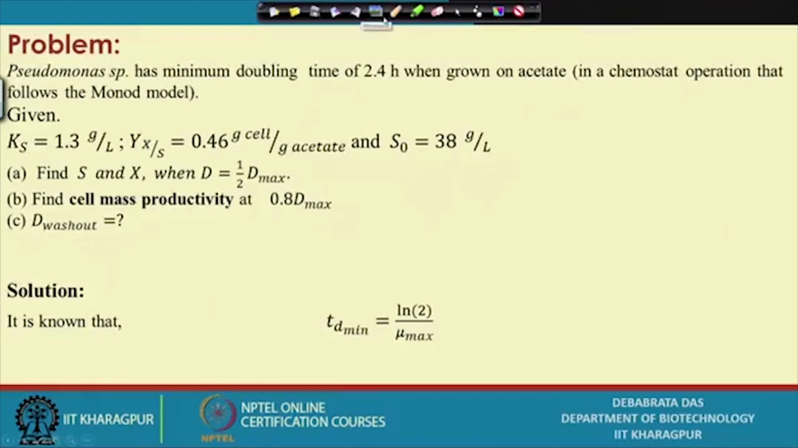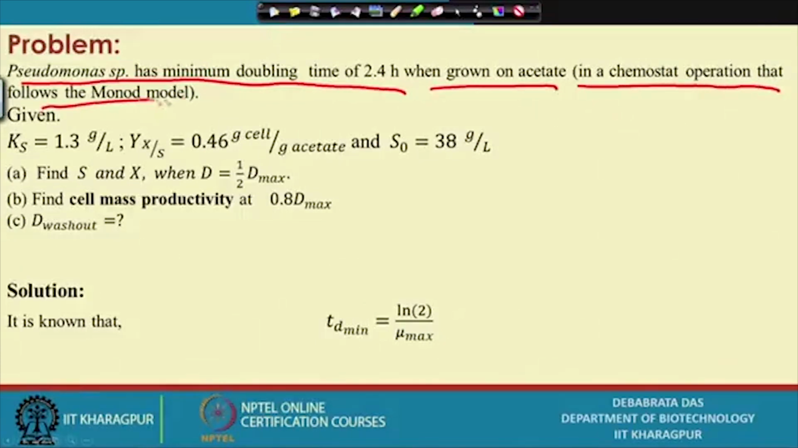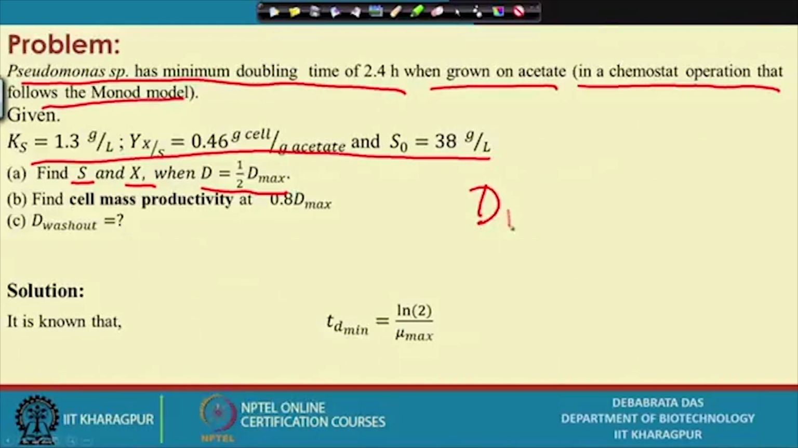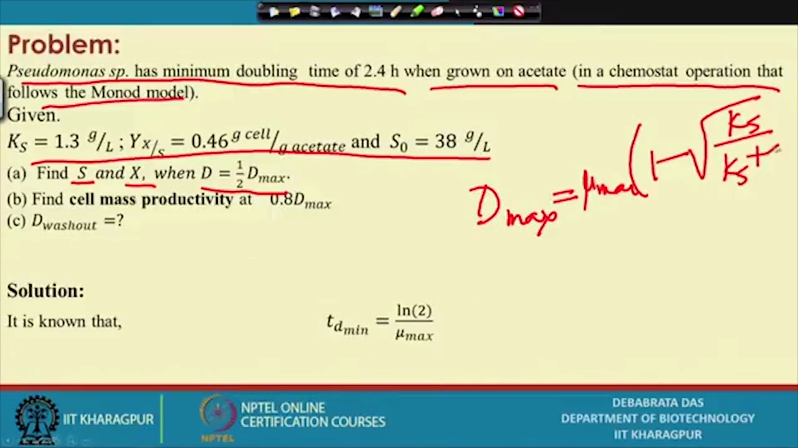So this problem deals with the Pseudomonas species with the minimum doubling time being grown on acetate in a chemostat operation, with Monod parameters given as different values. Very simple things. What we want to know is the value of X and S at the dilution rate D equal to half Dmax. First we can easily find the Dmax value. This will be equal to mu max times 1 minus root of Ks by (Ks plus S0). Am I right? So we can easily find the value of beta. Once we know that, we can find the value of S.